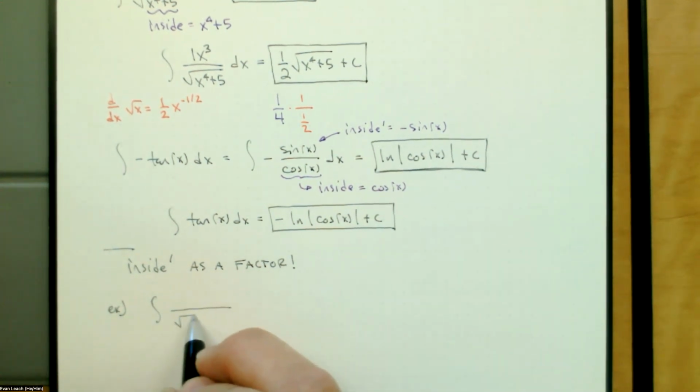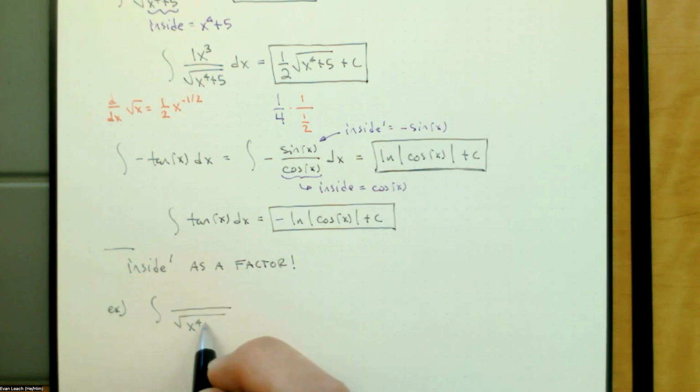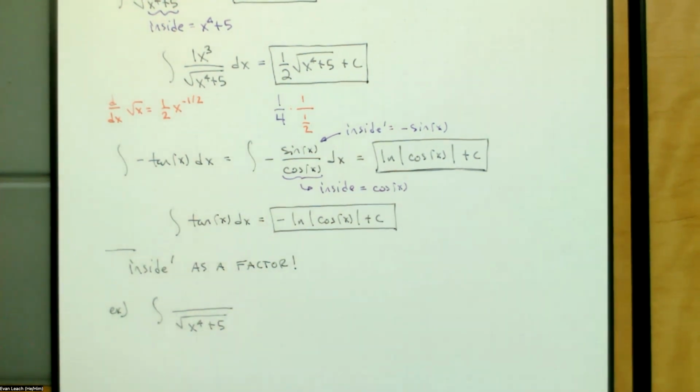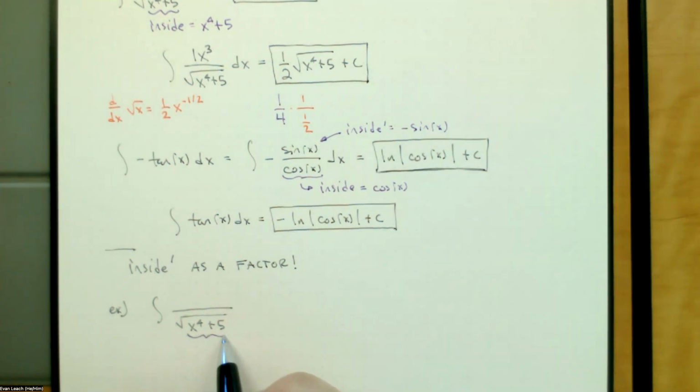So let's suppose that we're looking at something that we've seen before. There's an x to the 4th plus 5 in a square root, with a 1/2 x to the negative 1/2. So I'm going to have a square root of x to the fourth plus 5. To make that work, the inside is going to be x to the fourth plus 5, like it was before. If we're looking at this, aha, the inside is x to the fourth plus 5.